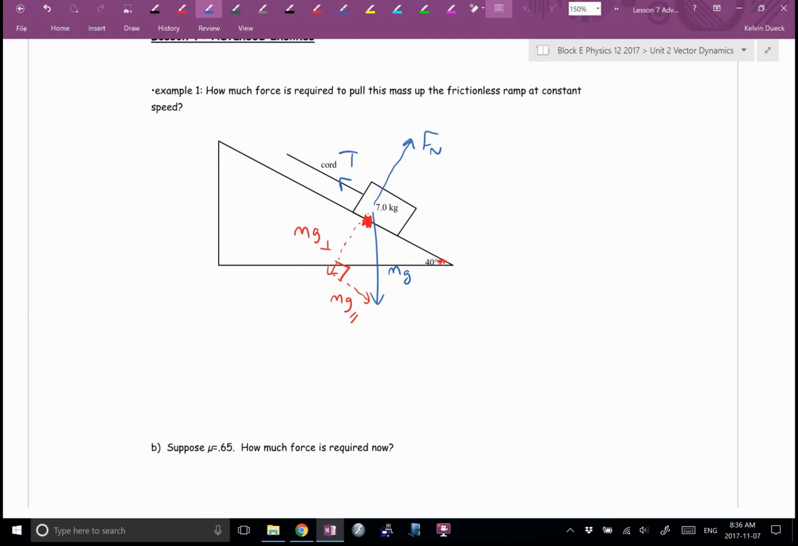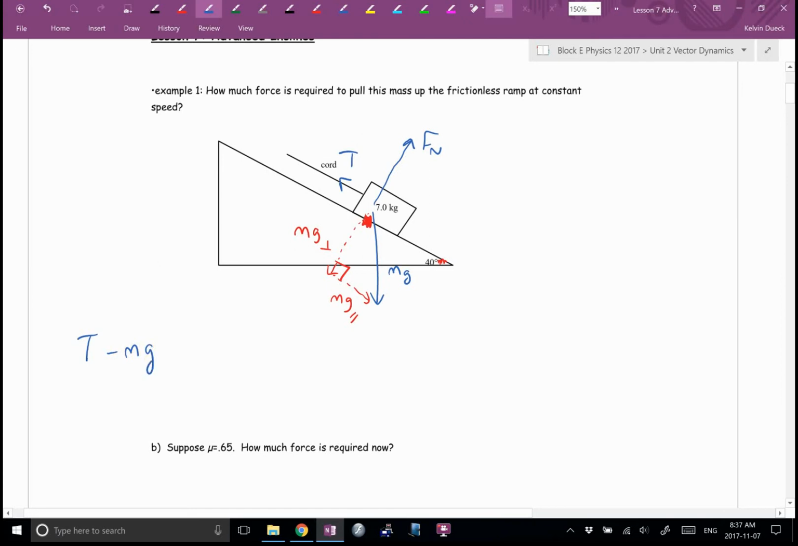Okay, let's go a bit longer then. Which way is this thing moving? Up the ramp? So let's assume up the ramp is winner. Who's winning? More specific, which force is winning? Are there any other forces up the ramp? So who's losing? Down the ramp. Who's losing? mg parallel, so minus mg parallel.